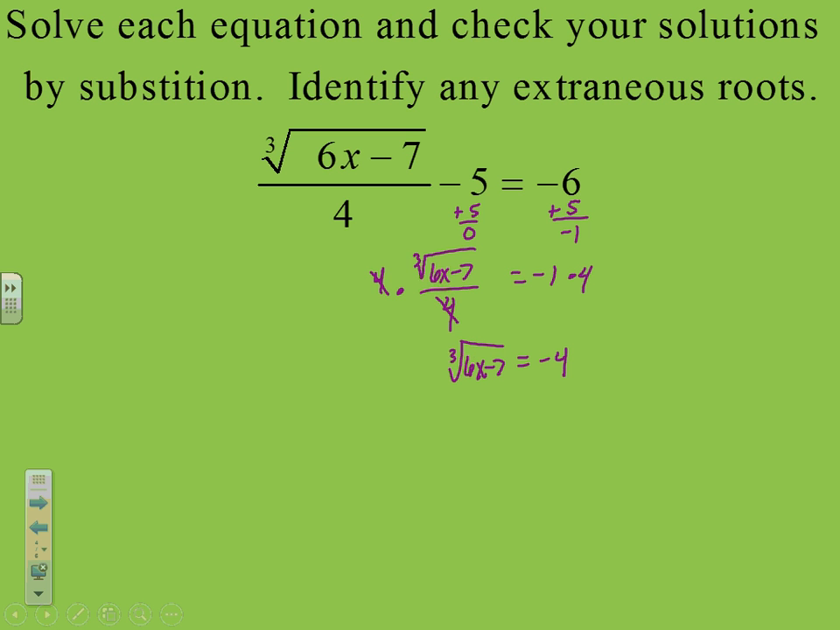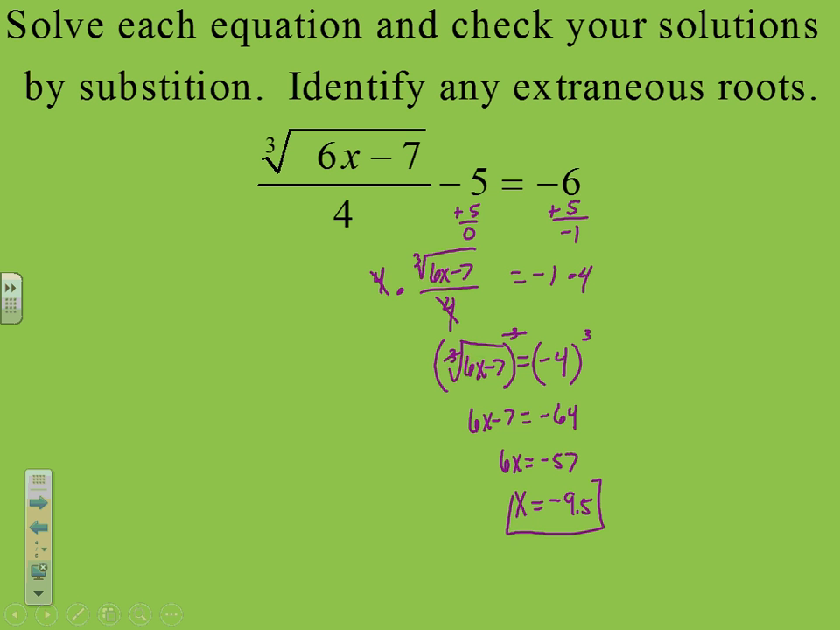Now at this point we have the radical symbol isolated. Since this is a cube root, I'm going to cube both sides of the equation, and the cube and cube root cancel each other out, which gives 6x minus 7 equal to negative 64. Negative times negative times negative is a negative number. Now we just solve the rest like normal. Move the 7 over through addition, and I get 6x equals negative 57. Divide both sides by 6, and I get x equals negative 9.5.